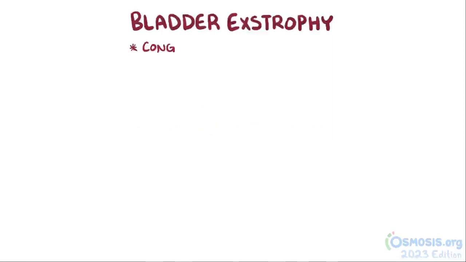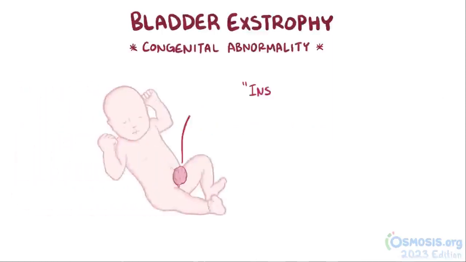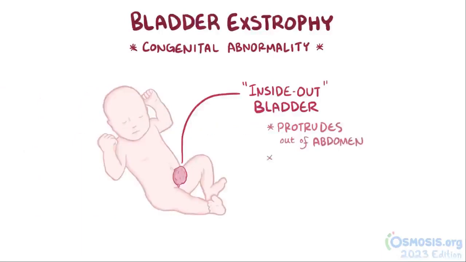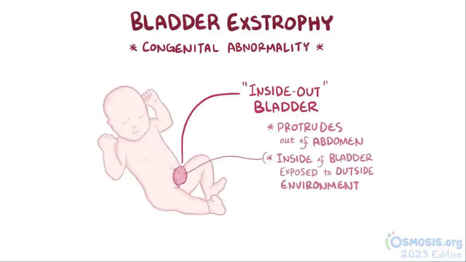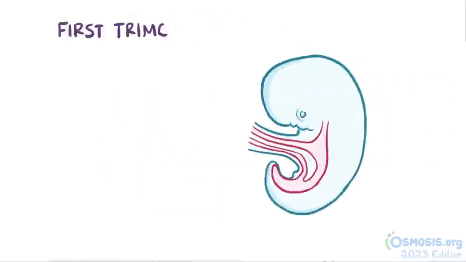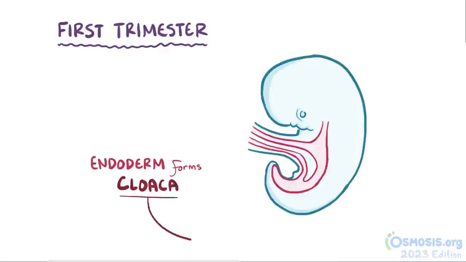Bladder exstrophy is a congenital abnormality that results in an inside-out bladder, where the bladder protrudes out of the abdomen, leaving the inside of the bladder exposed to the outside environment. Normally, in the first trimester, endoderm in the hindgut expands to form the cloaca, which is a temporary structure that connects the urinary, digestive, and reproductive tracts.